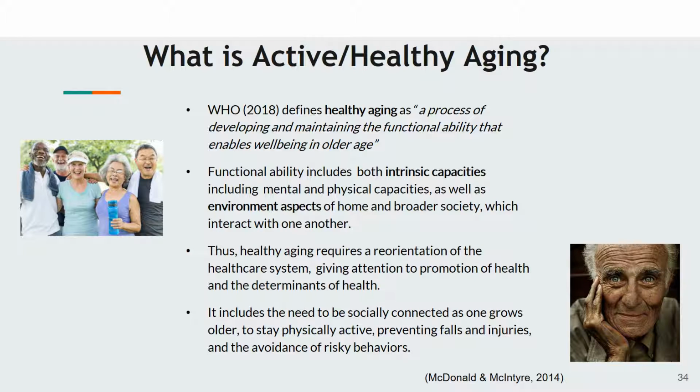WHO defines healthy aging as a process of developing and maintaining the functional ability that enables well-being in older age. Functional ability includes both intrinsic capacities, such as mental and physical capacities, and environmental aspects. Thus, healthy aging requires a reorientation of the healthcare system, which gives more attention to the promotion of health and the determinants of health. It also includes the need to be socially connected as one grows older in order to stay physically active and prevent falls and other risky behaviors.